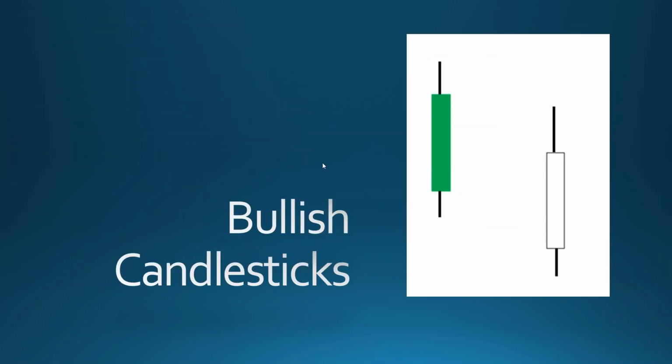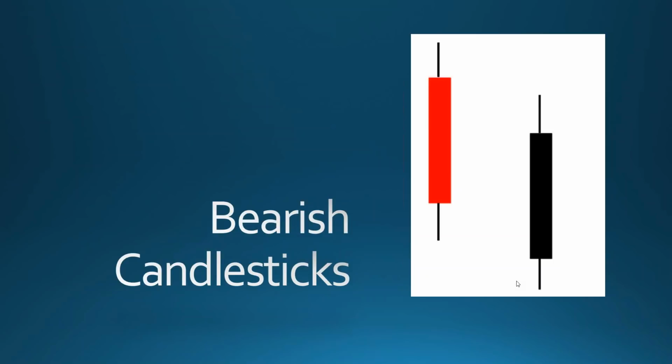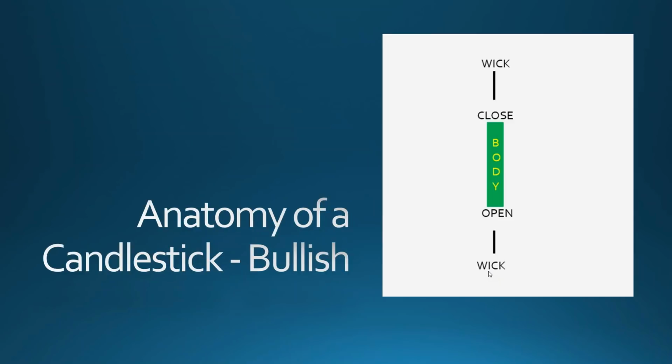Now, let's go over what a bullish candlestick looks like. Trading platforms will display candlesticks in different colors. Typically, a bullish candlestick will be green or white, one of the two colors. Now, a bearish candlestick, on the other hand, will either be red or black. Both of them are pretty much the same, except where the open and the close is at.